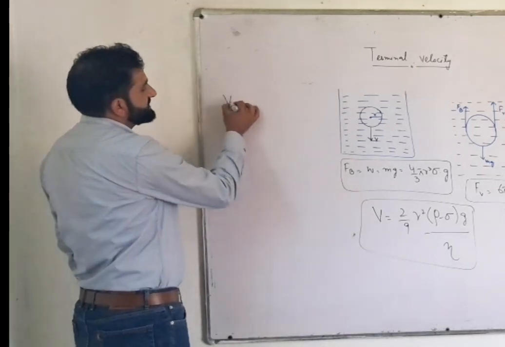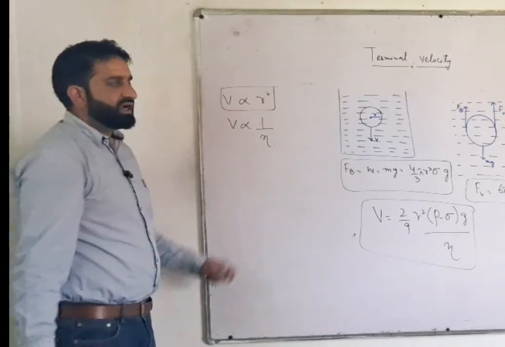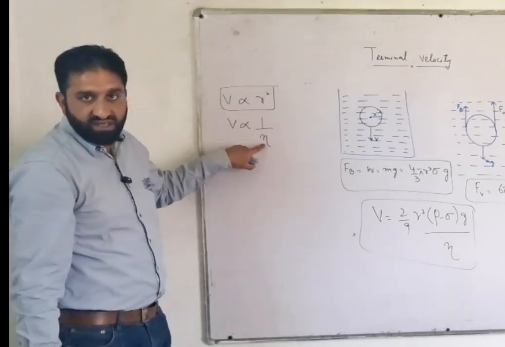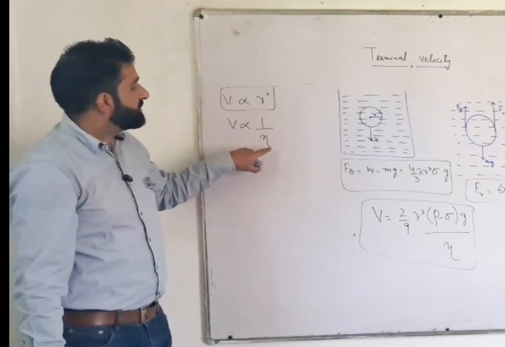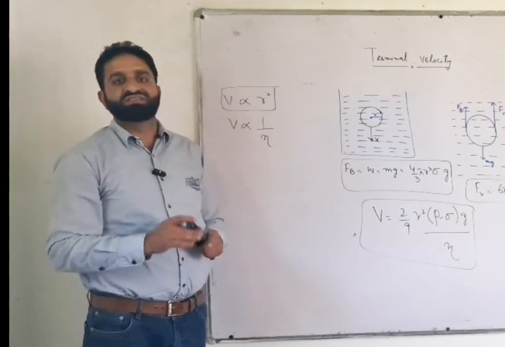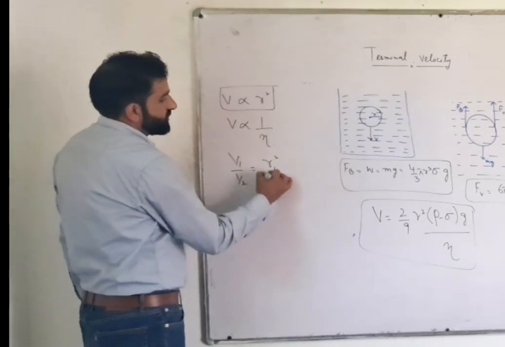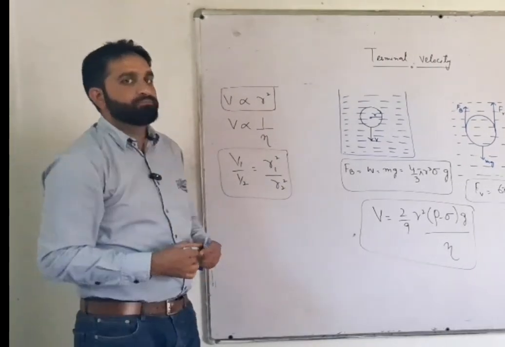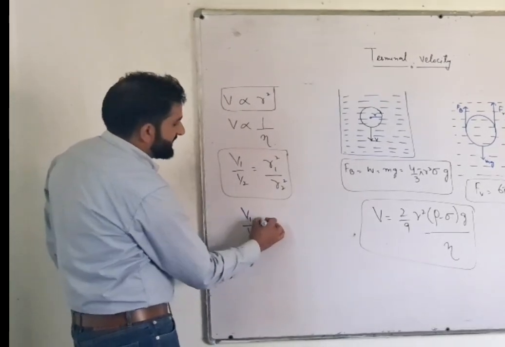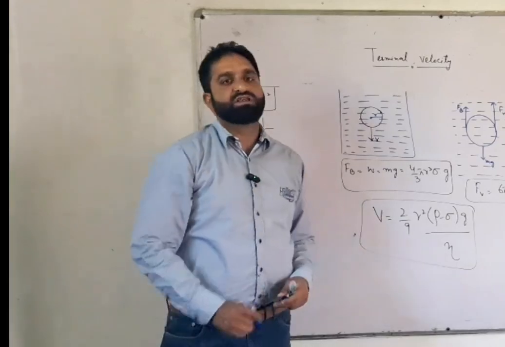We have the velocity directly proportional to r square, and velocity inversely proportional to eta. That means the more the radius of the ball, the more the terminal velocity; the less the coefficient of viscosity, the more the terminal velocity; the more the coefficient of viscosity, the less the terminal velocity. If we have to compare the terminal velocities of two balls having different radii, we have v1 by v2 equal to r1 square divided by r2 square. If we have to compare two liquids with different coefficients of viscosity, the terminal velocity ratio is v1 by v2 equal to eta 2 divided by eta 1, as the terminal velocity is inversely proportional to eta.